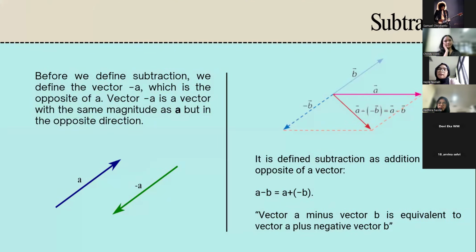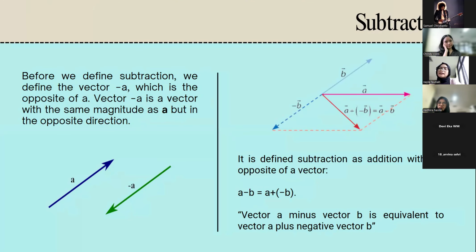Okay, next is subtraction. As explained earlier about negative vectors, we define the vector minus A, which is the opposite of A. Vector minus A is a vector with the same magnitude as A but in the opposite direction. We can also define subtraction as addition with the opposite of the vector. So vector A minus vector B is equivalent to vector A plus negative vector B.